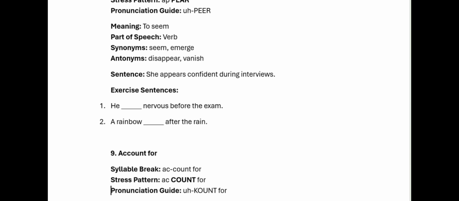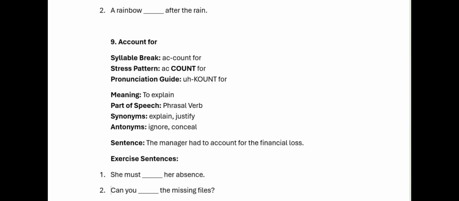Word 9 is my beautiful word, my favorite word, which is account for. Account for, like the word appear. Appear, A-P-P-E-A-R. Account, A-C-C-O-U-N-T. Stress is on the second syllable, the last syllable, so it is account. Focus how the pronunciation is uh and count, K sound, K-O-U-N-T. Account for. This is a phrasal verb.